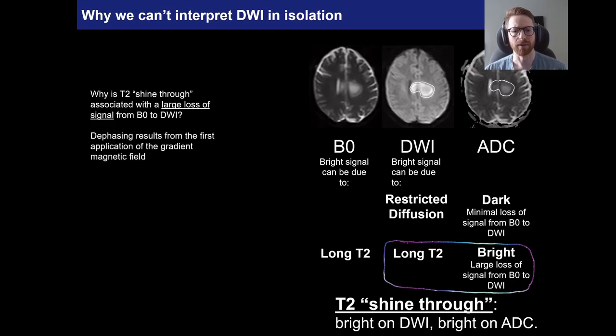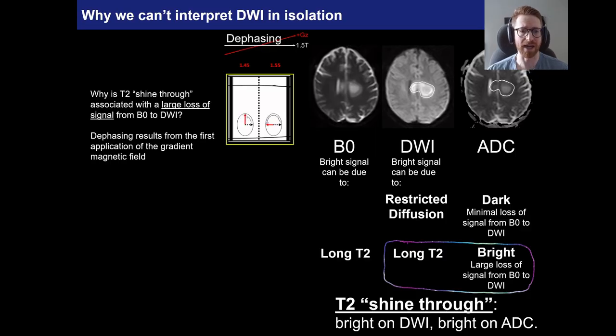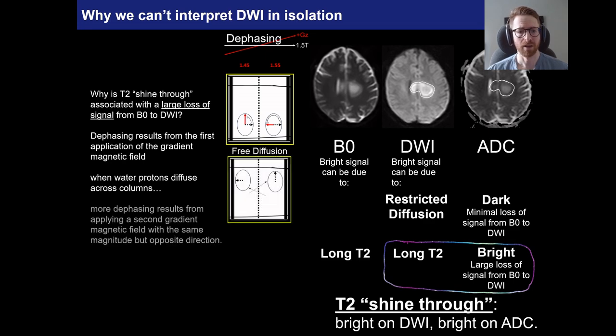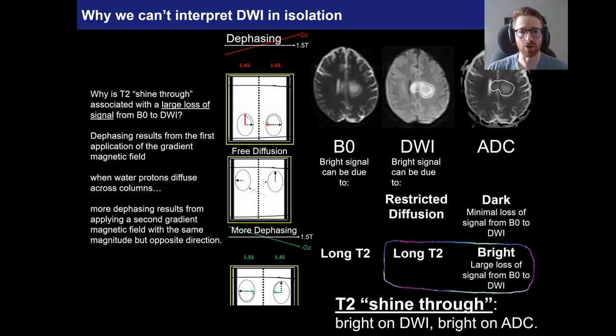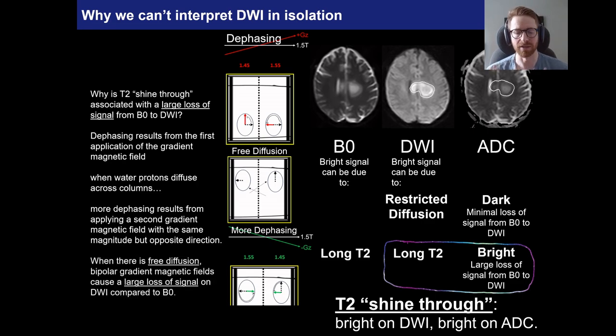So why is T2 shine through associated with a large loss of signal from B0 to DWI? Well, we understand this. Dephasing is going to result from the first application of the gradient magnetic field. When water protons diffuse across columns, look what happens. More dephasing is going to result when we apply the second lobe of the bipolar gradient magnetic field in the opposite direction. The spins that were precessing more slowly, because they switch columns, are going to continue to precess more slowly. The spins that were precessing more quickly, because they switch columns, are going to continue to precess more quickly. As a result, we have worsened the phase coherence. There's even more loss of phase coherence with the second lobe of the gradient magnetic field. As a result of this loss of phase coherence, we're going to lose signal.